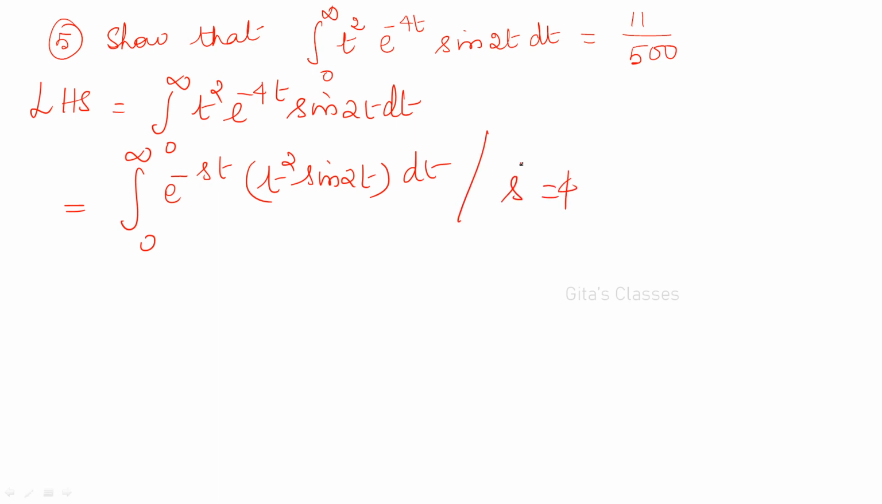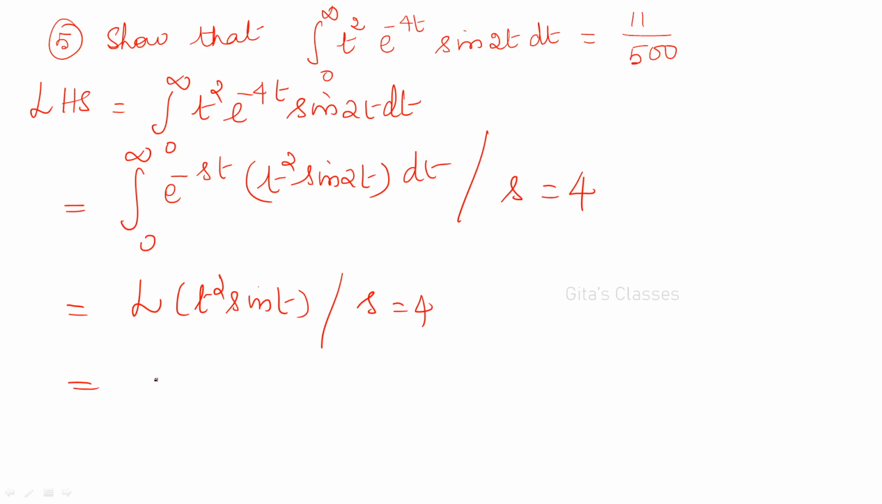S is equal to 4. It is not minus 4. We have already the formula, it is e power minus st only. Here you have e power minus 4t. So s is equal to 4. That is L of t squared into sine t at s is equal to 4.